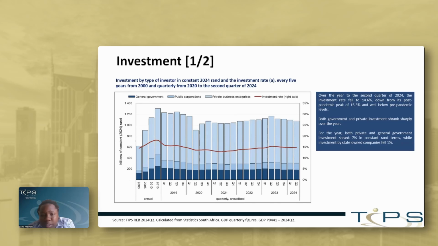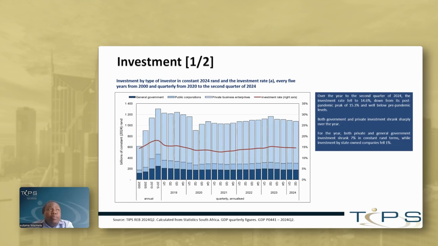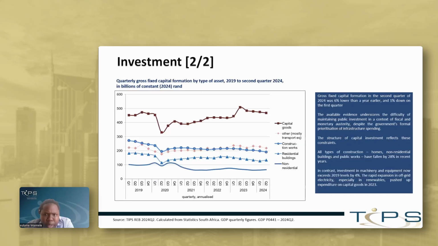Then moving to investment. Over the year to the second quarter of 2024, the investment rate fell to 14.6%, down from its post-pandemic peak of 15.3%, and well below pre-pandemic levels. Both government and private investment shrank sharply over the year. For the year, both private and general government investment shrank 7% in constant rand terms, while investment by state-owned companies fell 1%.